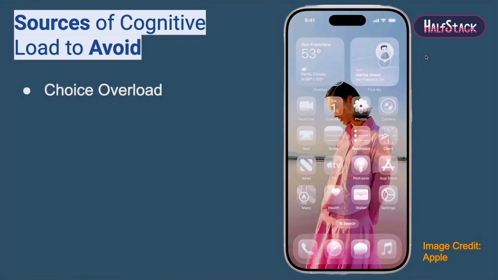So let's talk about some of the sources of cognitive load. Hopefully you can become aware of them and avoid them yourself. And again, I wanted to give Apple credit for this lovely image of their liquid glass, which really demonstrates increased cognitive load. First of all, choice overload. I mentioned that a second ago. Having too many options to do something is challenging.